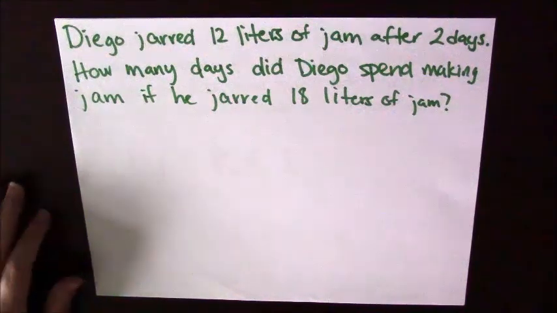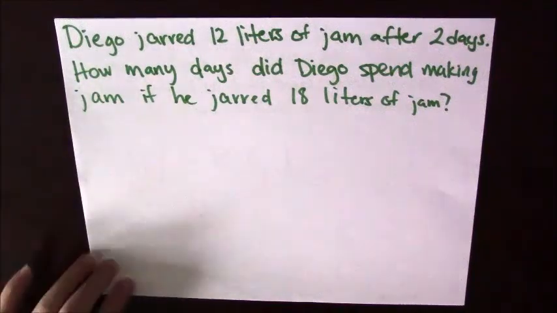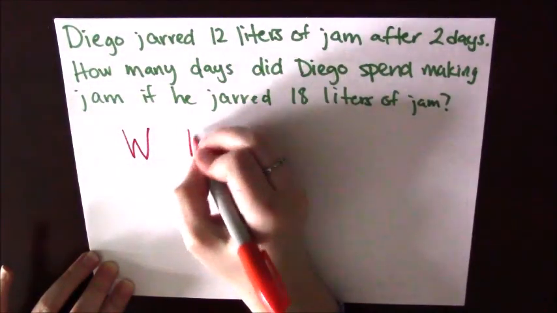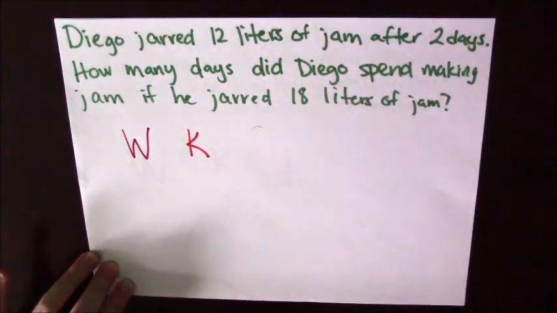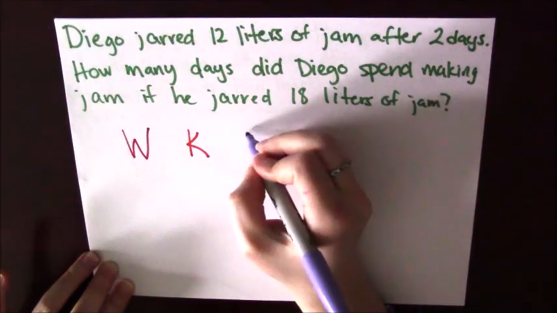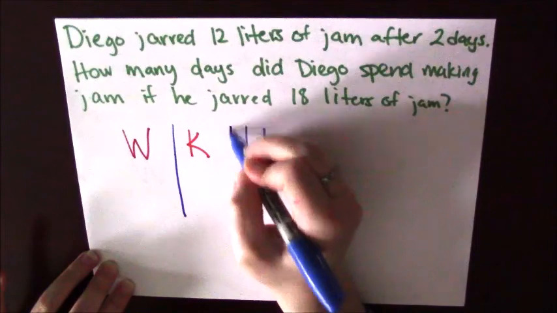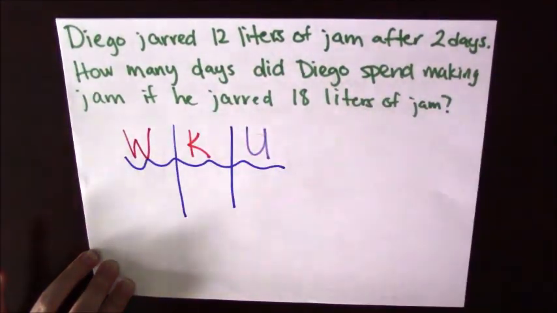The first thing we need to do is write our WAKU chart. So we have W stands for the words, K stands for what do I know or given to me, and the U stands for unknown. So let's go through and fill out our WAKU chart.